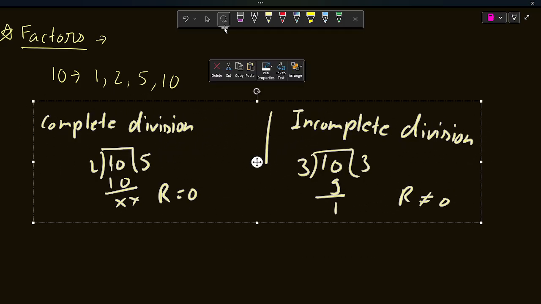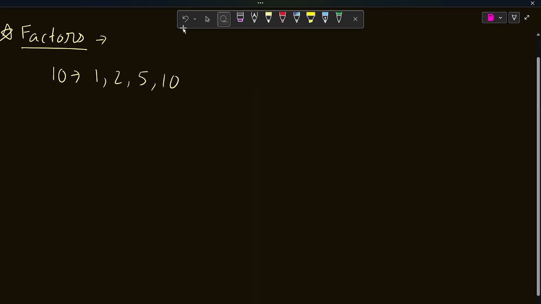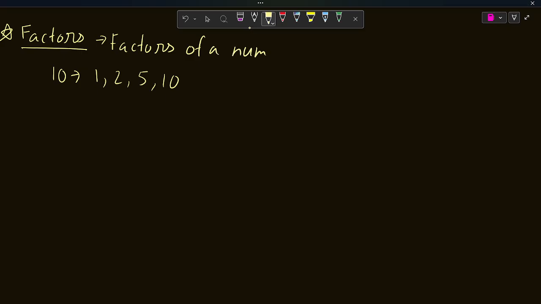Now I am going to write the definition. Factors of a number are its divisors. Guys, factors of any number are its divisors. We are going to take one more example.